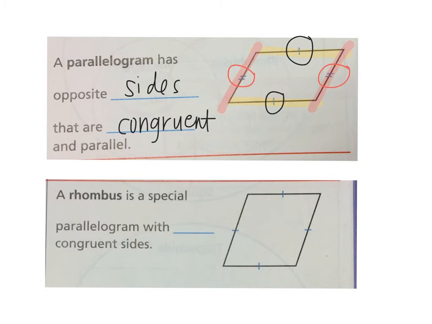Now, look at this bottom one. How many pairs of parallel sides do you see? Are the tops and bottoms parallel? Are opposite sides parallel? Yeah. Okay. And then what do you notice about the tick marks? They're all the same. So a rhombus is just like a parallelogram where the opposite sides are congruent and parallel, but how many congruent sides does it have? 4. Okay, so a rhombus is a special parallelogram with 4 congruent sides.